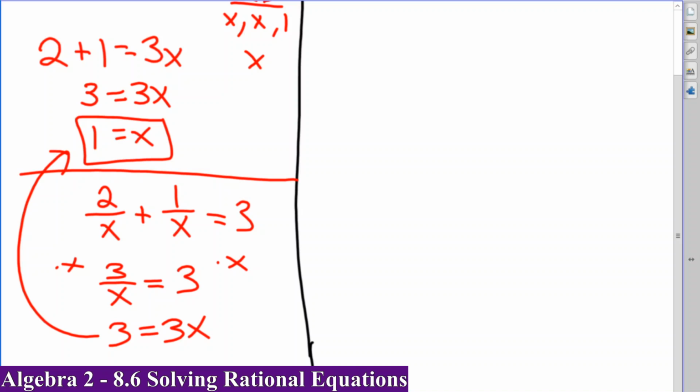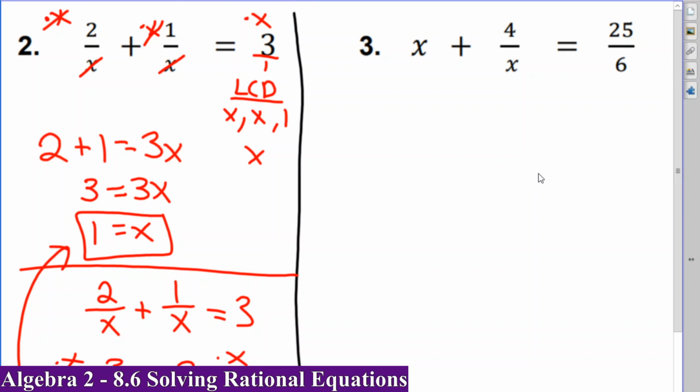So that one wasn't too bad, right? Number 2 is not too bad at all. Pretty simple. Number 3, however, is going to require a little bit of work. Find that least common denominator right away. I only look at my two denominators here, x and 6. I'm not even worried about just a whole number here, or just an x over 1. So my least common denominator is 6x.